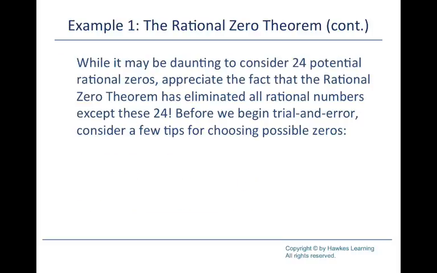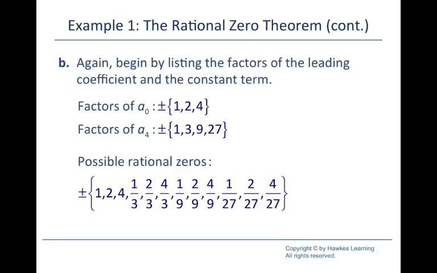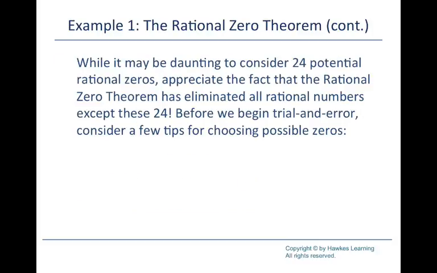But if you look back, there's 12 numbers, which is 24 potential rational zeros, because we have all the positives and all the negatives of those. But you have to appreciate the fact that even though that's 24 numbers, they're not all going to be zeros. And we also have to remember that's a lot less than if we had an infinite number of numbers to pick from. So at least we've narrowed it down some.